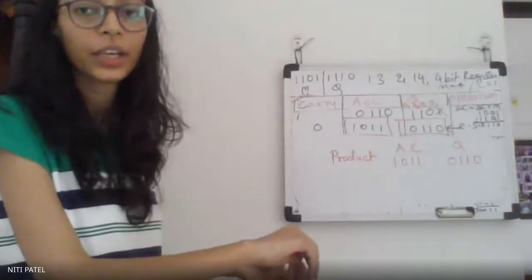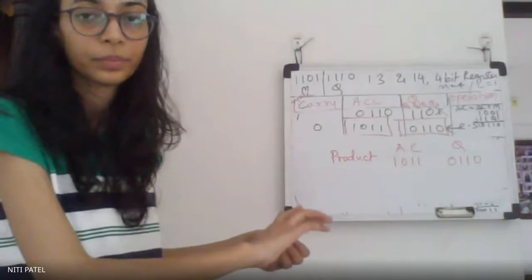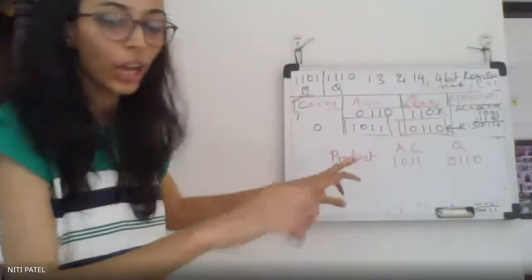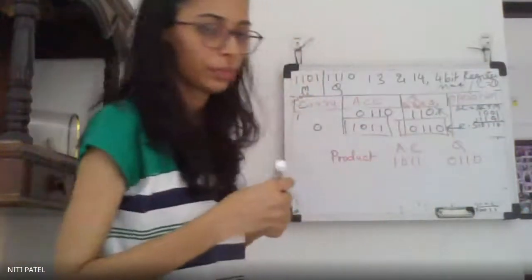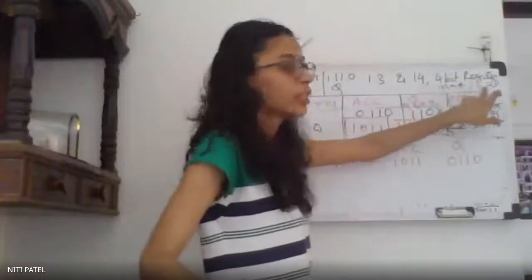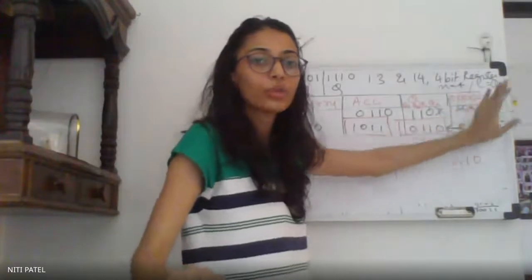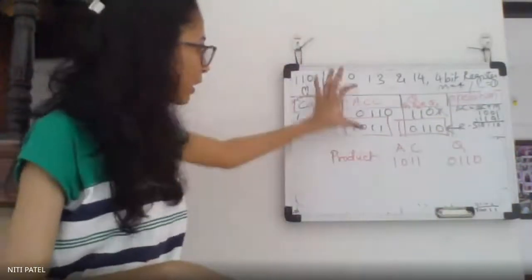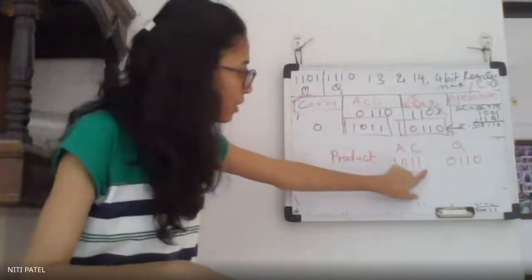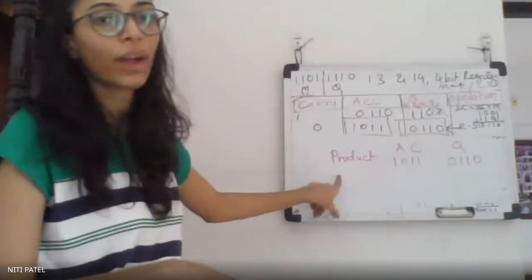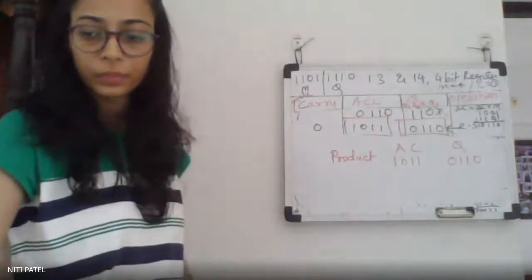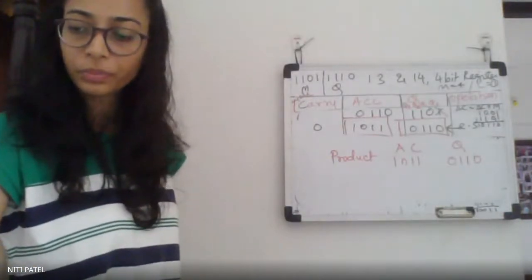Is this clear up till here, everybody? Yes, ma'am. Is everyone getting the same answer? So now is my cycle equal to 0? Once I have reached cycle equal to 0, I have to end there. So whatever contents I get in AC, write it as it is. Whatever contents I get in Q, write it as it is, and that is nothing but your final product. Is this understood?